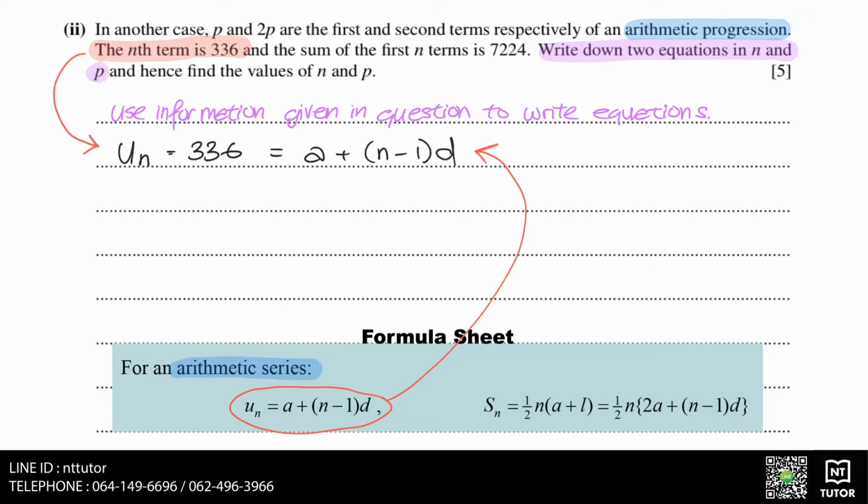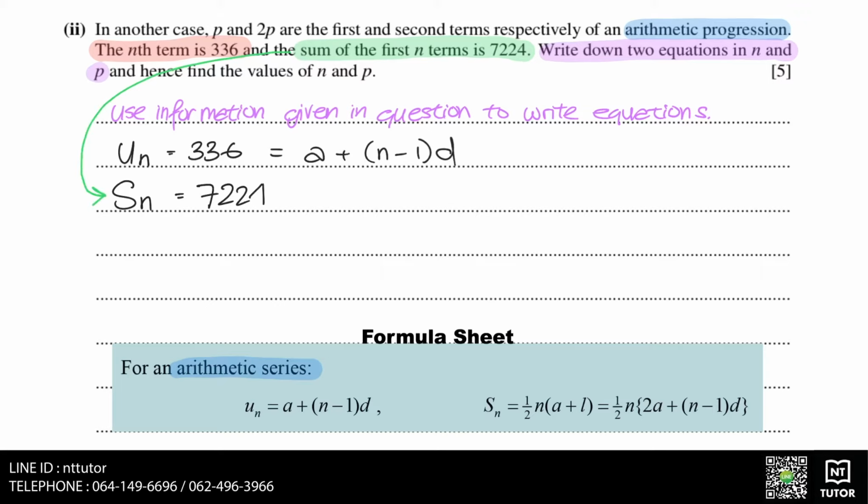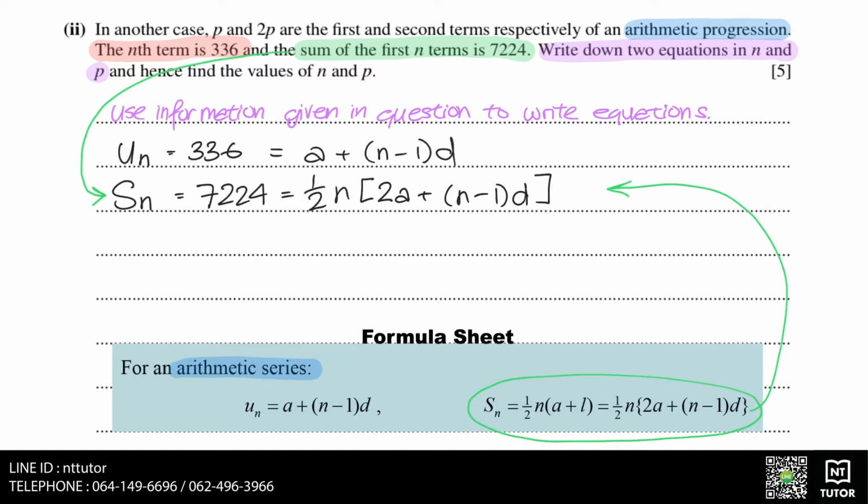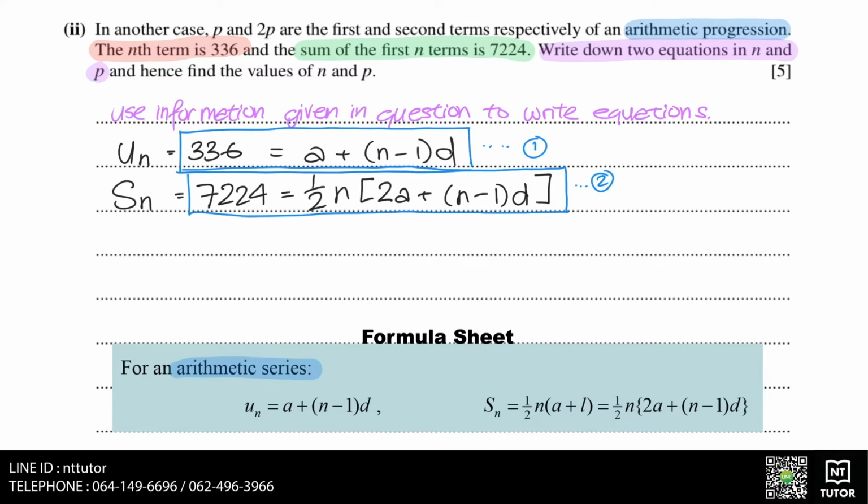The second main piece of information is that the sum of the first n terms is 7224, and from the formula sheet, we also have a formula for this. This means that we can set that expression from the formula equal to 7224. So now we have two equations, but two equations in terms of n, a, and d. This means we still need to rewrite a and d in terms of p, so that everything is in terms of n and p.